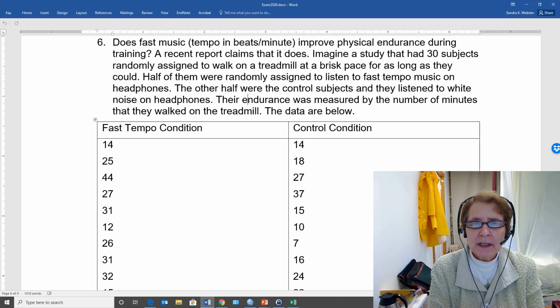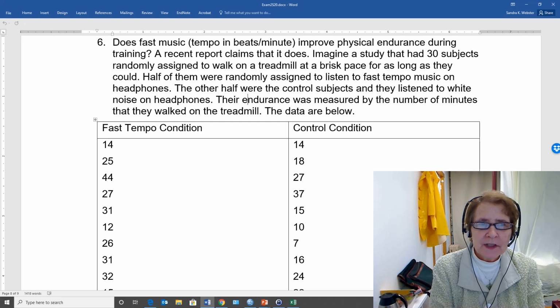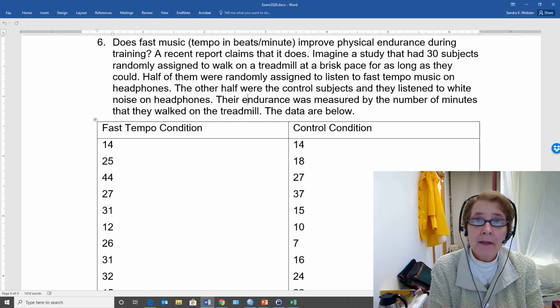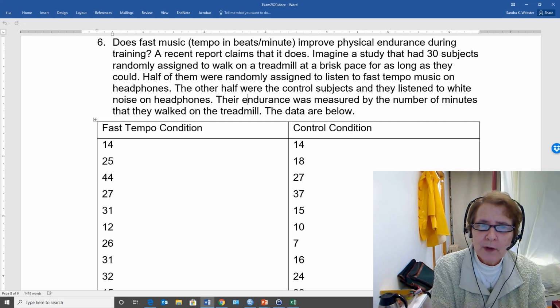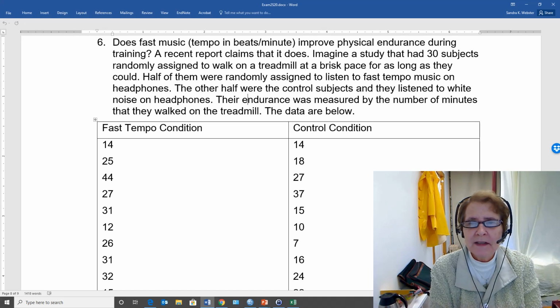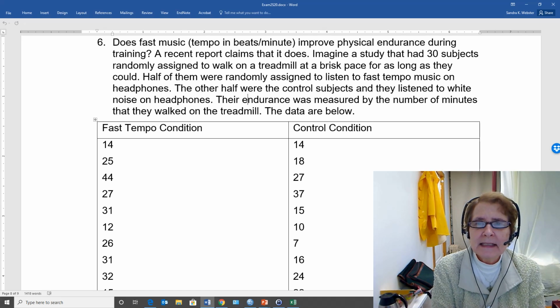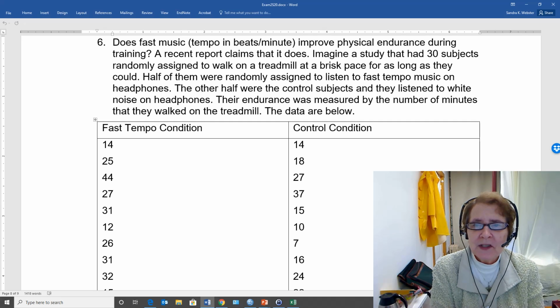Does fast music, tempo in beats per minute, improve physical endurance during training? That is the research question. A recent report claims that it does. Imagine a study that had 30 subjects randomly assigned to walk on a treadmill at a brisk pace for as long as they could. That sentence gives you the clue that this is an independent samples t-test because of random assignment. The individuals in each condition are independent of everything else because they were randomly assigned.